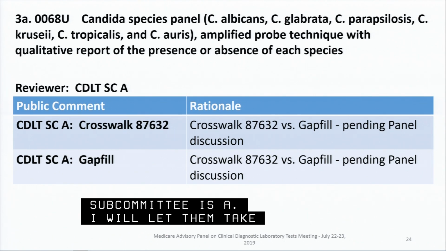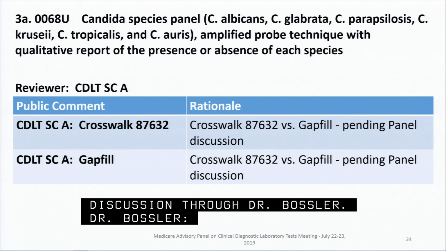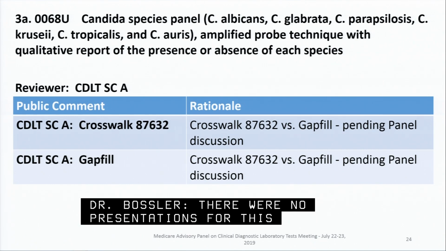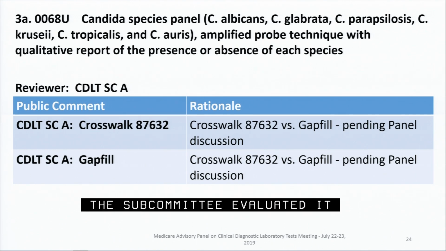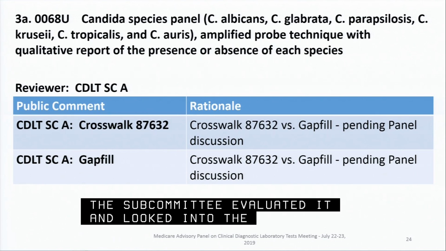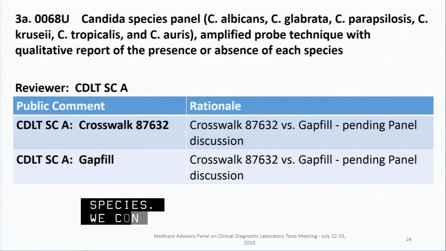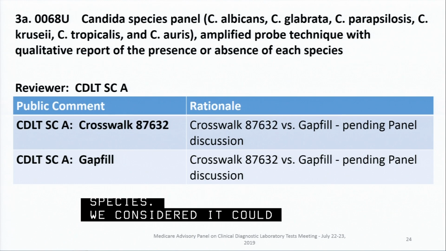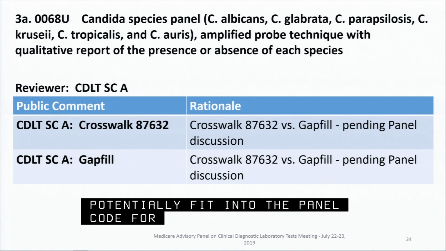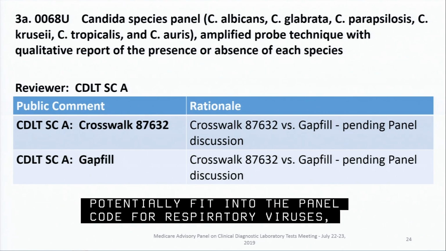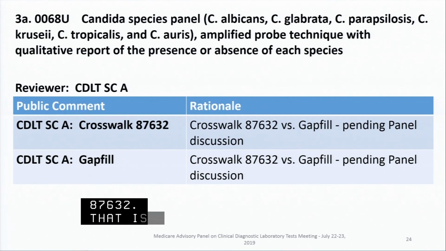So there were no presentations for this code. The subcommittee evaluated it and looked into the method. It's real-time PCR for 6 Candida species. We considered that this could potentially fit into the panel code for respiratory viruses, 6 to 11 targets. This is 87632, and that's our primary recommendation, but it could potentially be gap-filled as well, since there were no presentations on this.